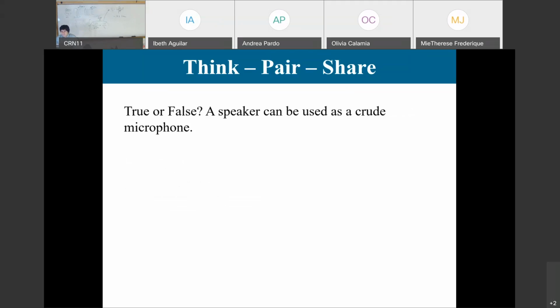A speaker can be used as a crude microphone. Yes, but the quality is bad. That's more electronics there. A speaker can be used as a crude microphone. Yes. The best way to test this is put your speaker next to another microphone, or vice versa, and you will see the sound quality there.